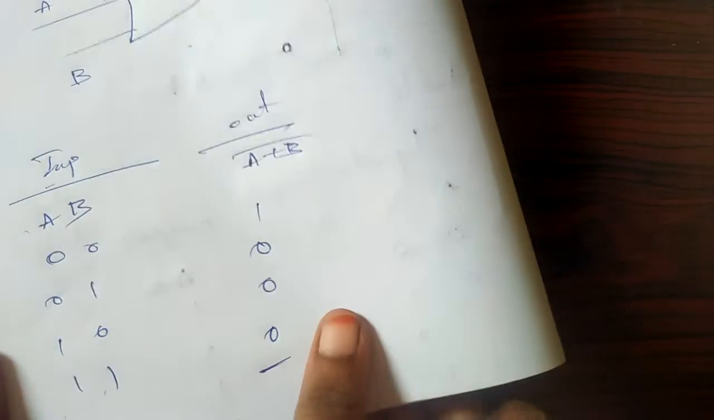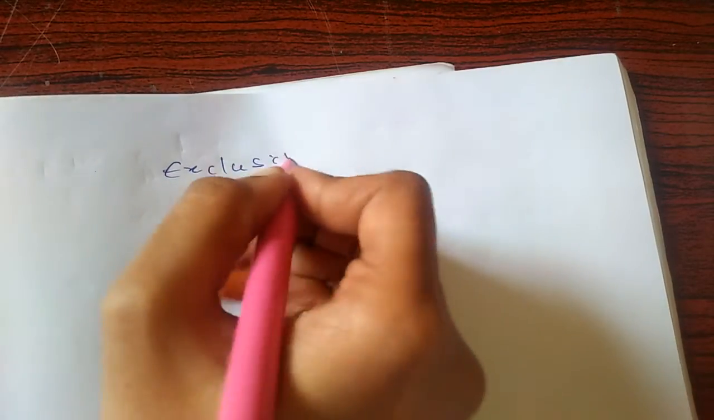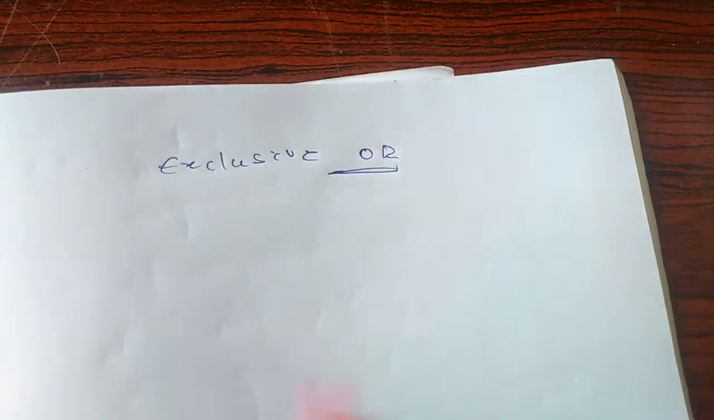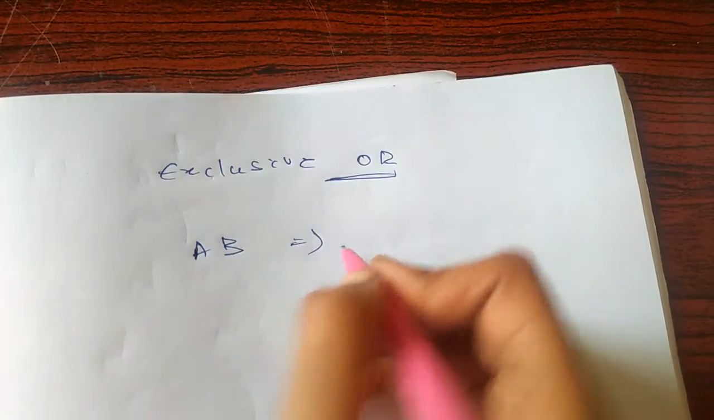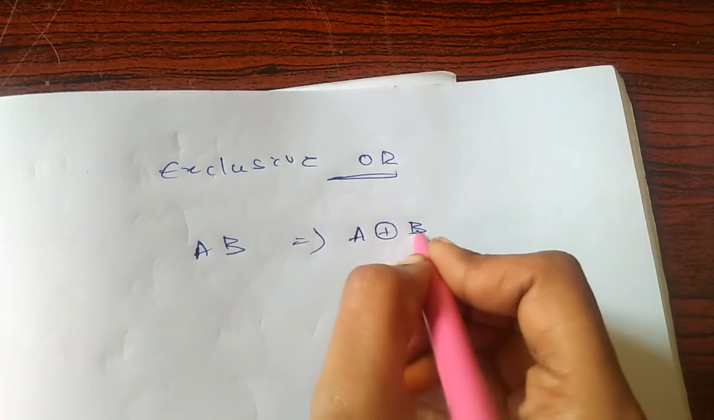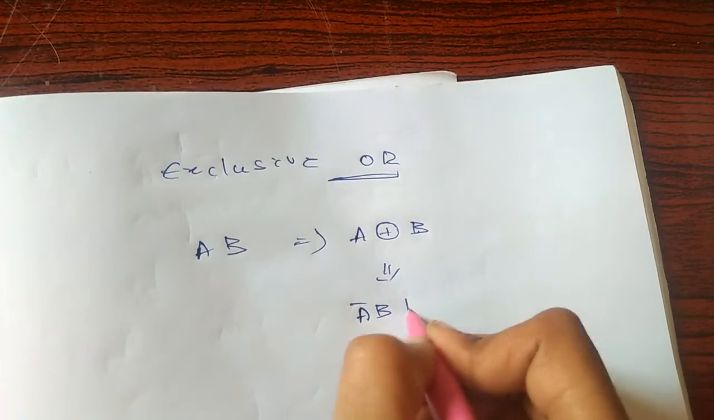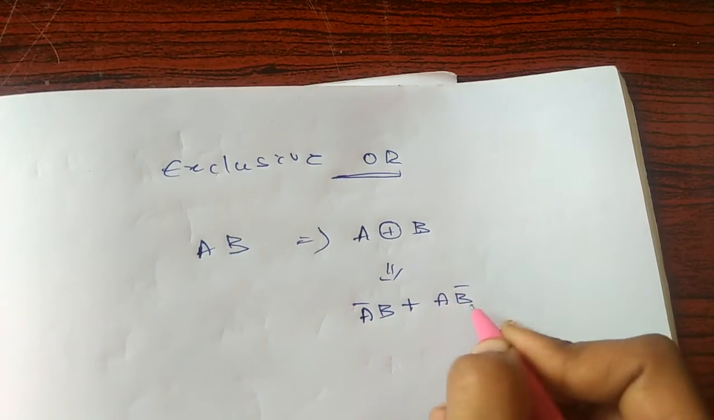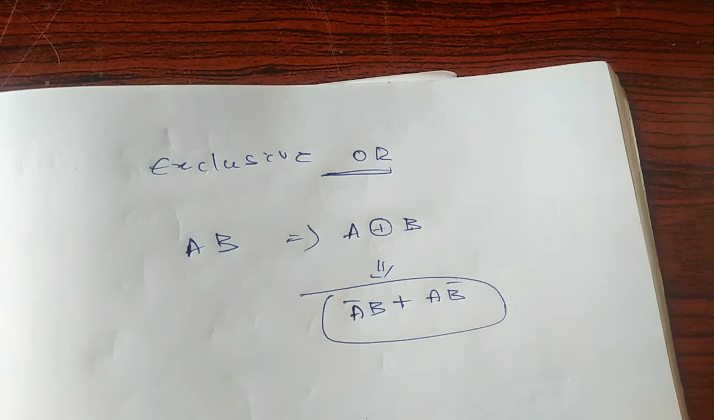Fine. And then next, exclusive OR gates. For the exclusive OR gate, if the input is AB, then its output will be in the form of A exclusive OR B, means A bar B plus A B bar. The output will be in this form. So it is called the exclusive OR gate.